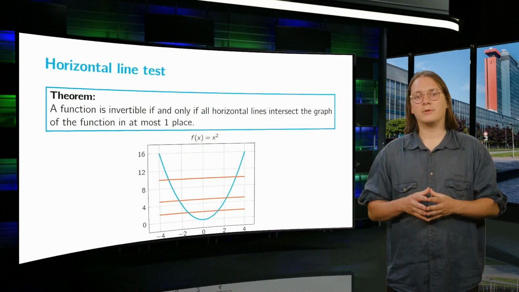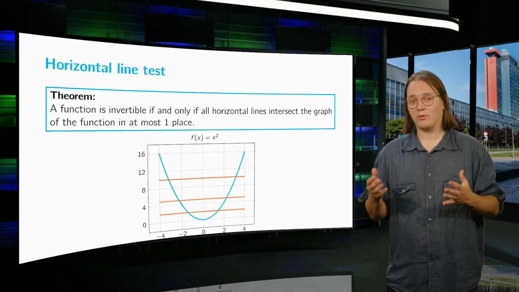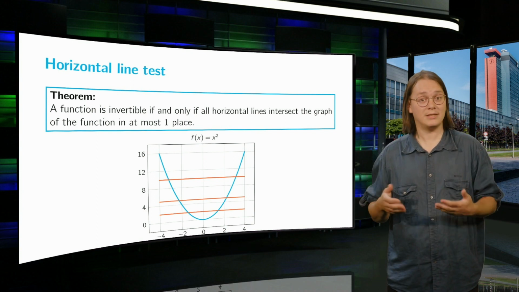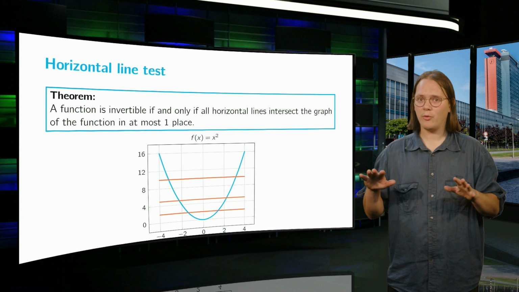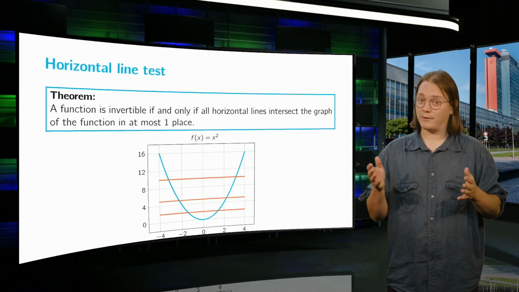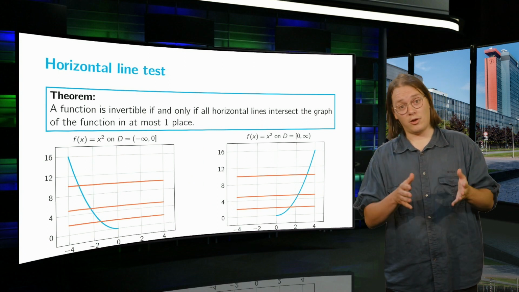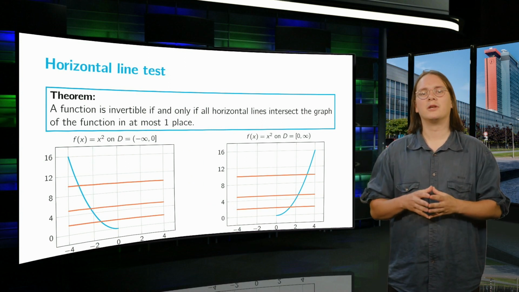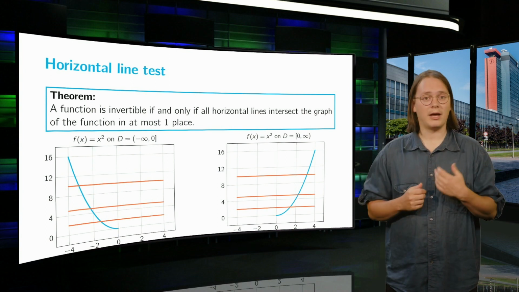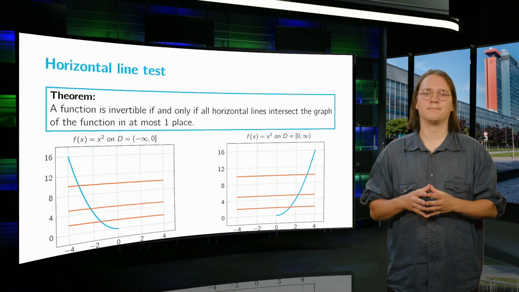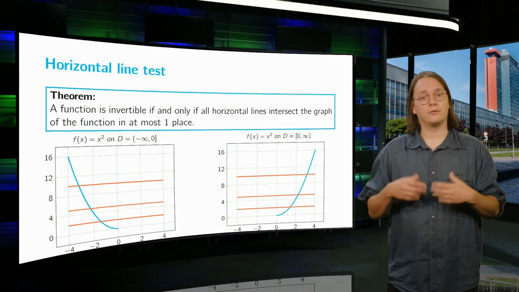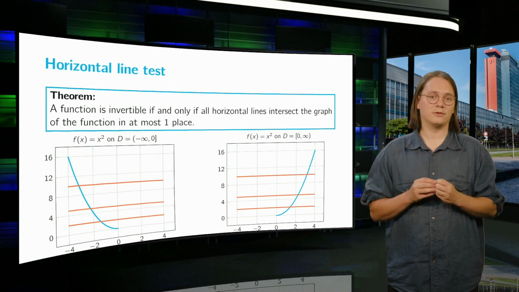For instance, we see that many horizontal lines intersect the graph of the square over its maximal domain in 2 points, which implies it is not invertible. So no inverse exists for the square over its maximal domain. However, if we restrict the square to either non-negative or non-positive numbers, then horizontal lines only intersect the graph in at most 1 point, implying that these functions are invertible. Indeed, we know that the square root and the negative square root respectively are the inverses of these functions.